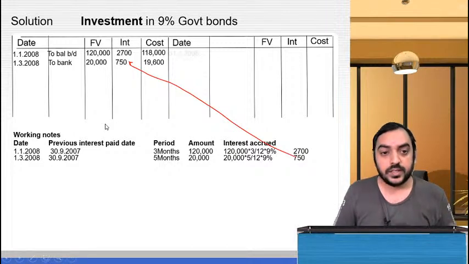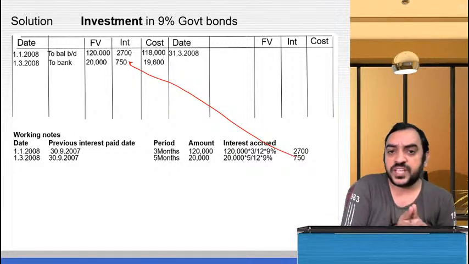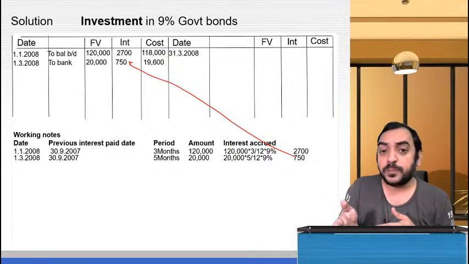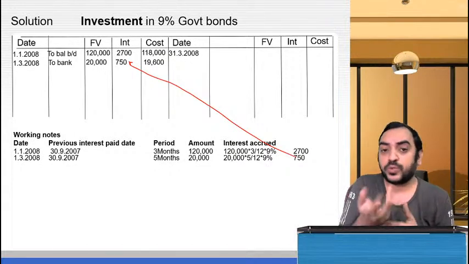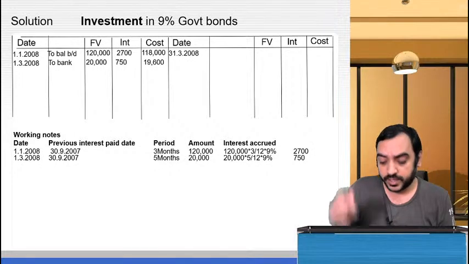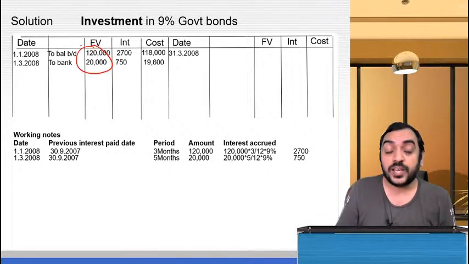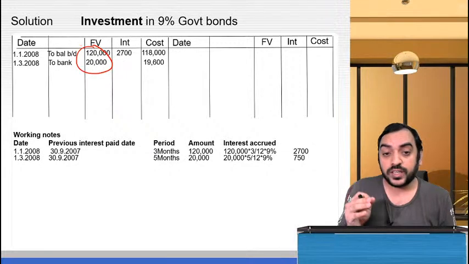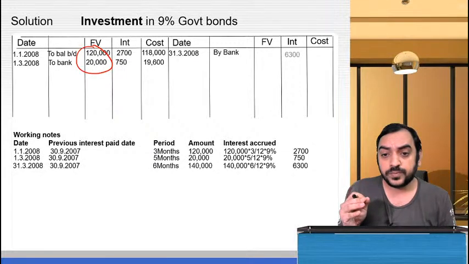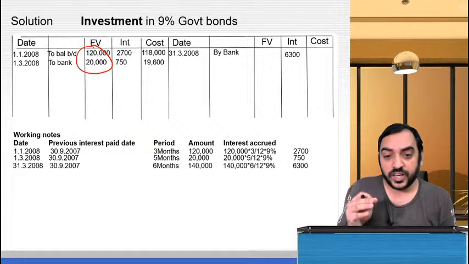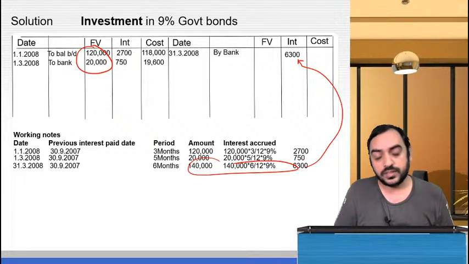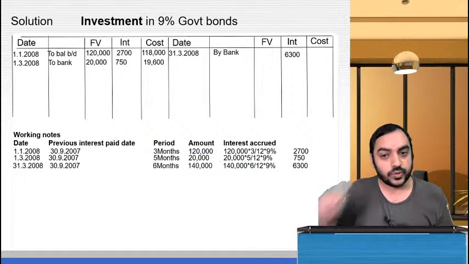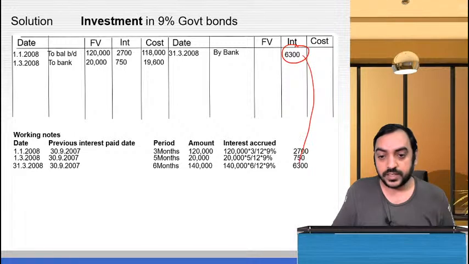Okay, next. On 31st of March, before we go into April, May, June transactions, you received the interest from the government. This from government bonds, you would have received the interest. You would have received the interest on face value held as on this date. 1,40,000 is the face value. And on the 1,40,000, 6 months interest at 9%, that you received 6,300. So you can write by bank in the interest column 6,300 interest received.